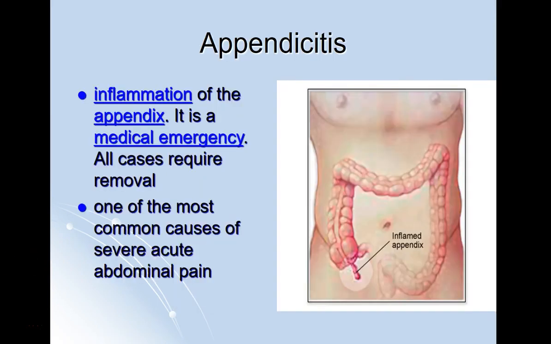All right, appendicitis. So appendicitis is an inflammation of the appendix, and we know the appendix is that little worm-like structure off of the cecum. This is considered a pretty urgent matter. If the appendix is inflamed, you'll want to remove it before it ruptures. This is one of the most common causes of new onset abdominal pain, primarily in the right lower quadrant.